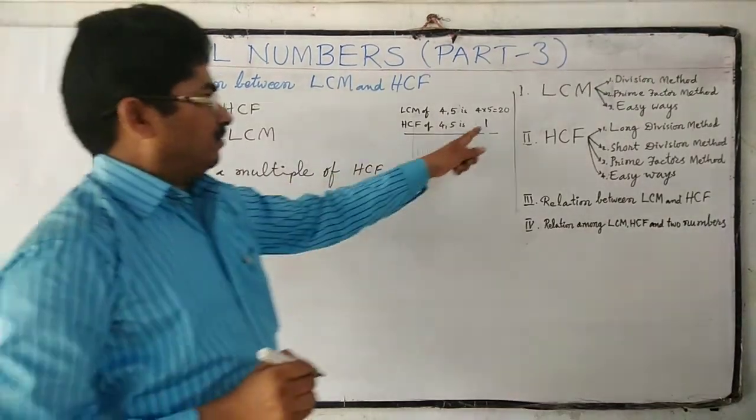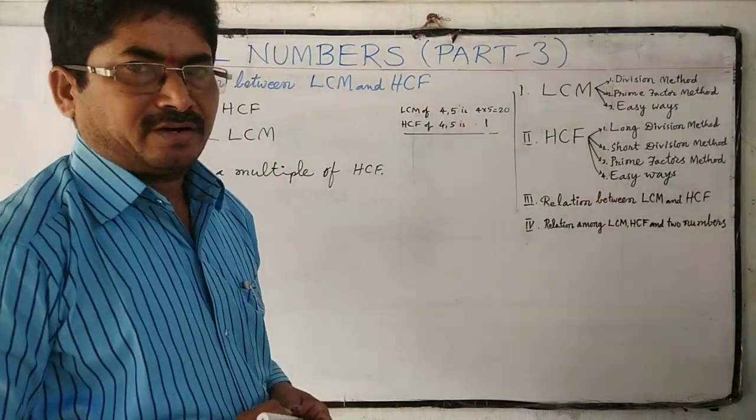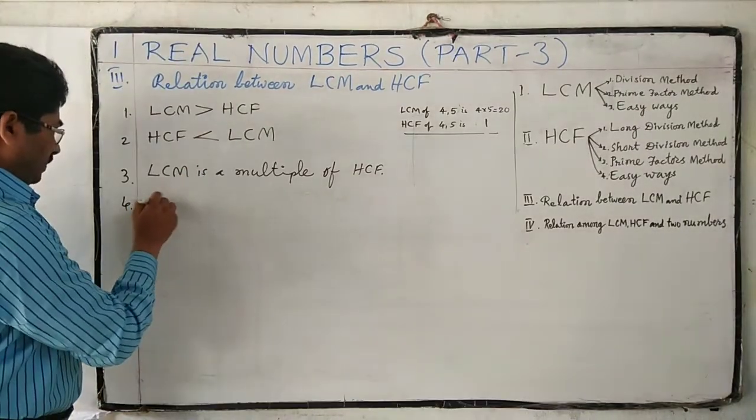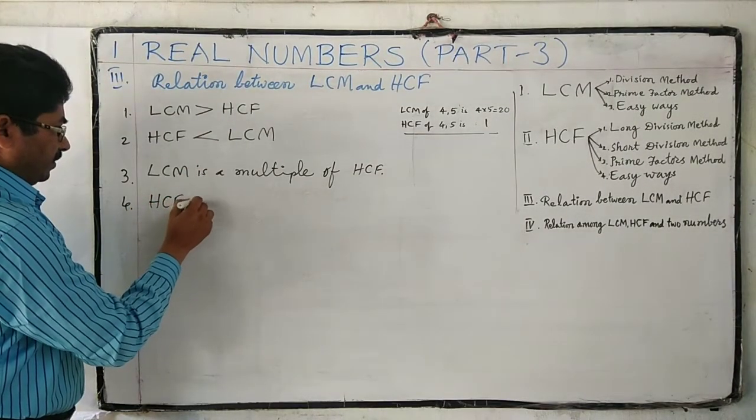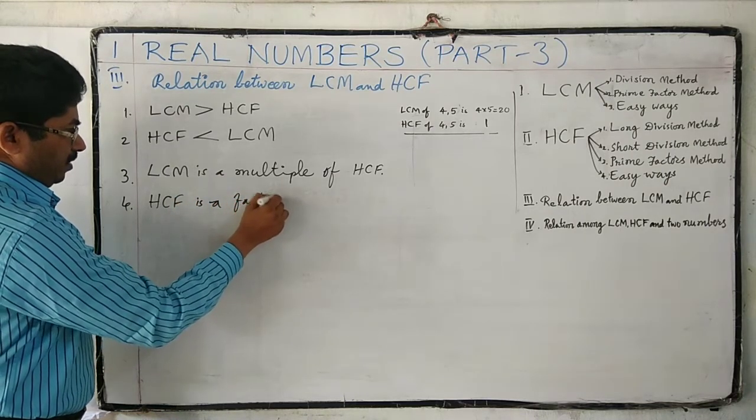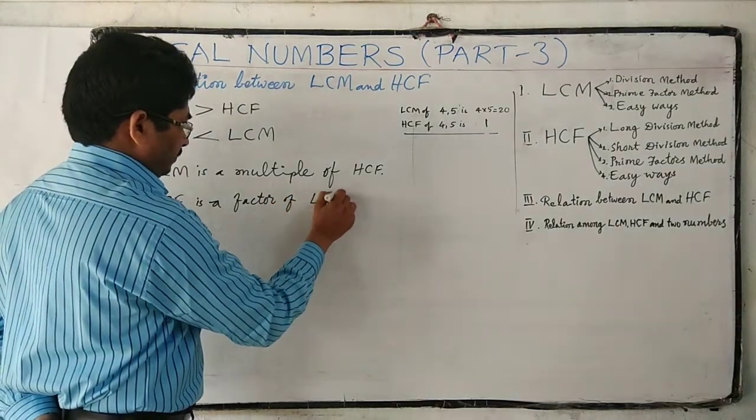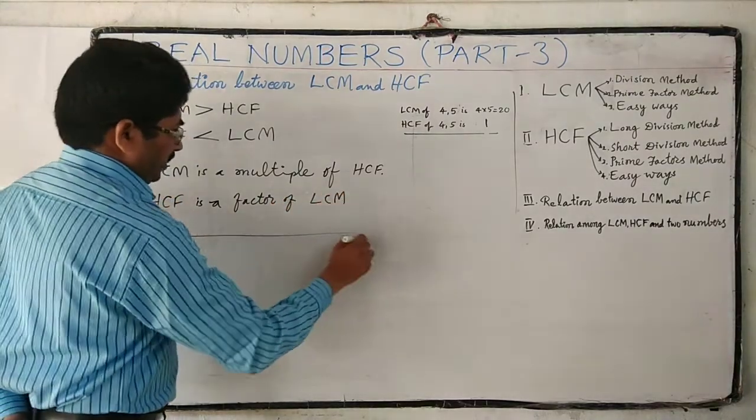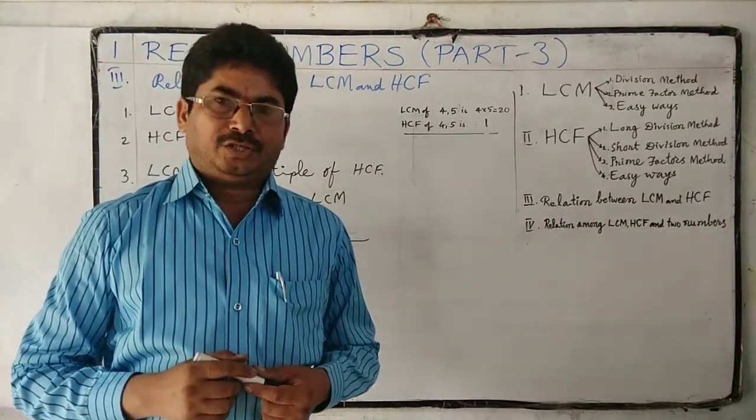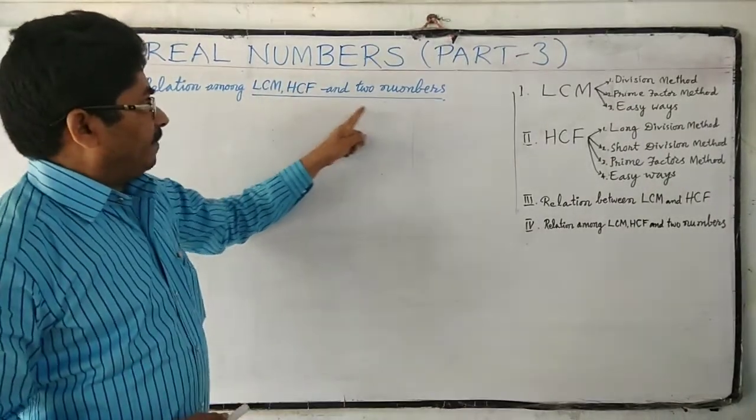Next, this 1 is a factor of 20. So HCF is a factor of LCM. These are the relations between LCM and HCF. Next, relation among LCM, HCF and two numbers.